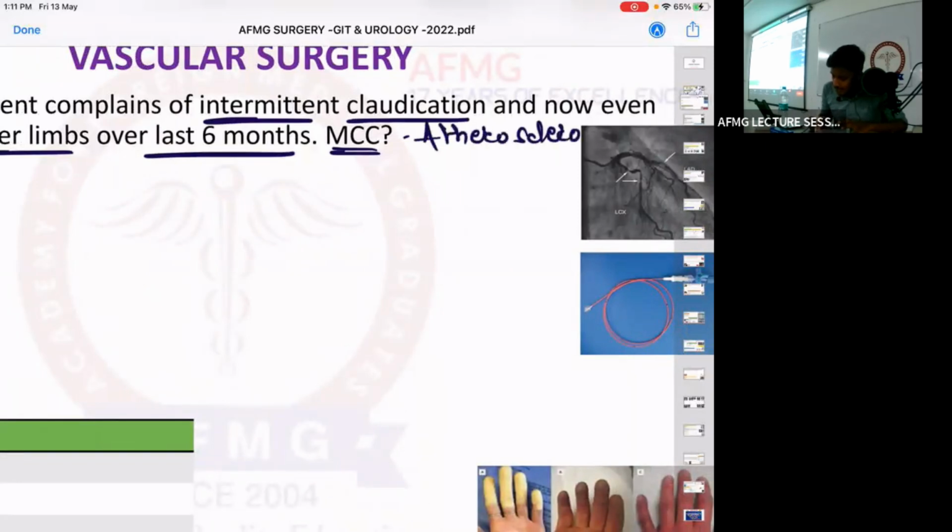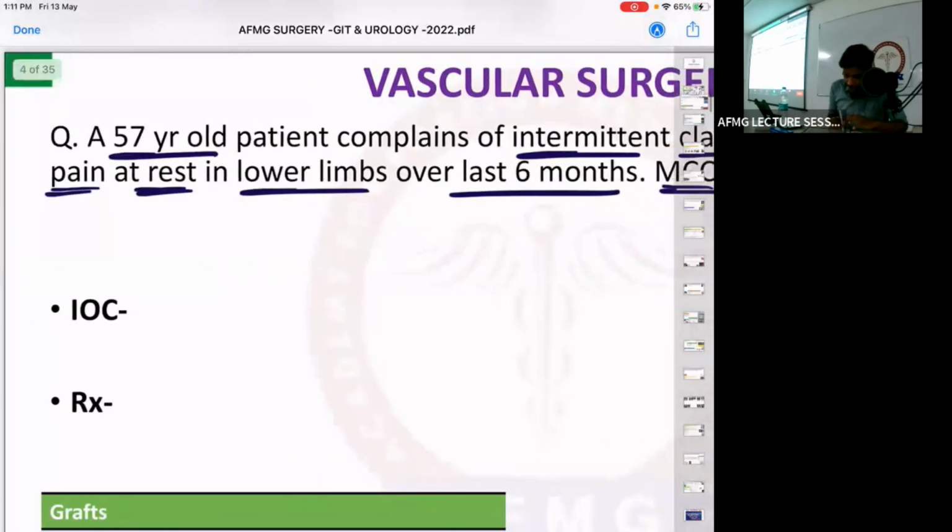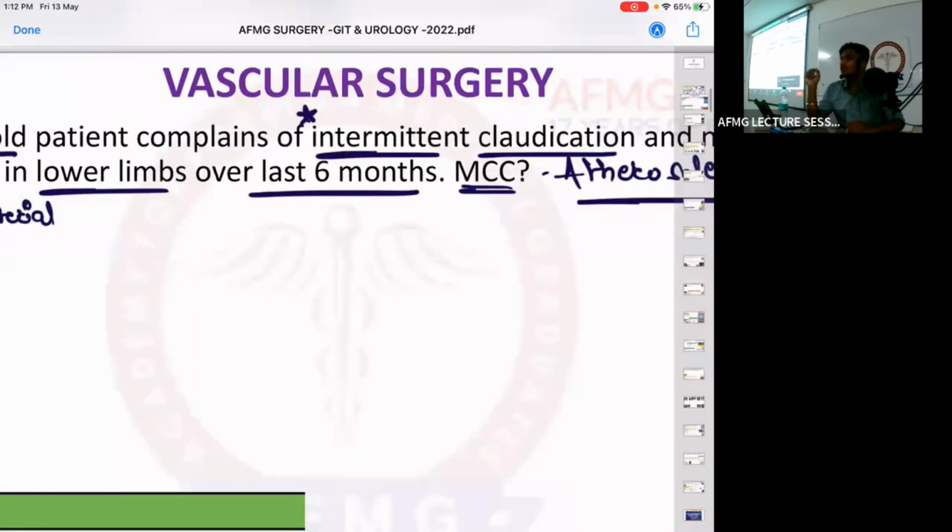The most common and earliest symptom of gradual arterial obstruction is intermittent claudication. I just told you, the most common symptom of gradual arterial obstruction is intermittent claudication. And the most common cause of gradual arterial obstruction is usually atherosclerosis. No issues with this. Remember this.